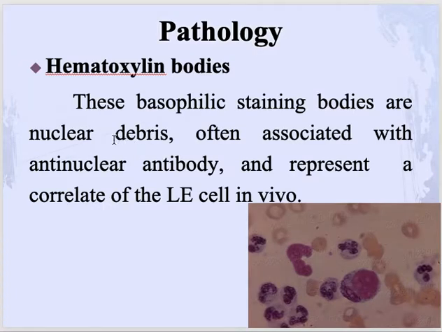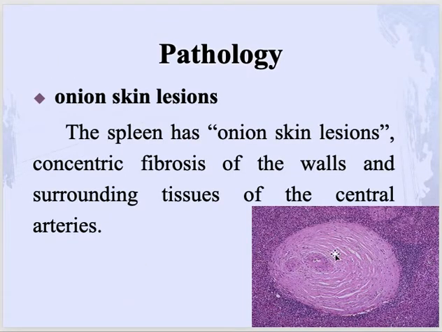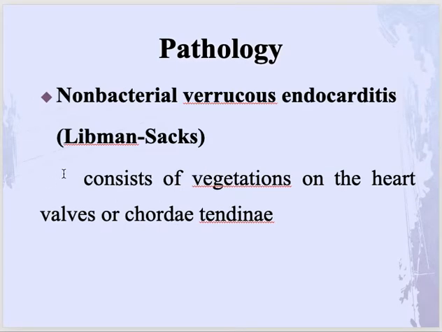And what are the hematoxylin bodies? These are basophilic staining bodies. Basically, they are nuclear debris and often associated with anti-nuclear antibody. Okay, and onion skin lesions, because the appearance is like onion skins. So this is the fibrosis of the walls and the surrounding tissue of the central arteries, because of inflammation, of course. And one of the things they can cause is non-bacterial endocarditis. It is also called Libman-Sacks endocarditis. You can see over here.